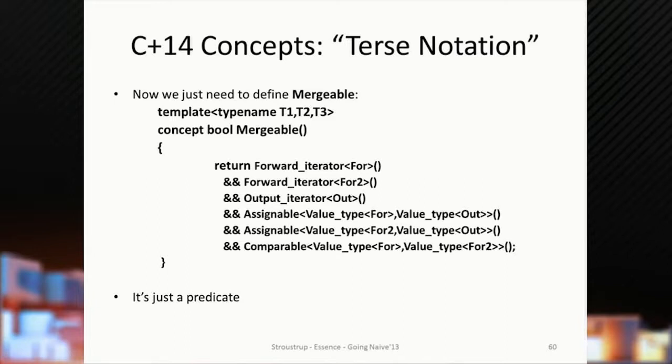That's the way it looks, obviously. We take three type names. The first one has to be a forward iterator. The second one has to be a forward iterator 2. Not necessarily the same forward iterator type. And then we have an output iterator, and we have some assignable requirements and comparable requirements, and that's it. It's just a predicate.